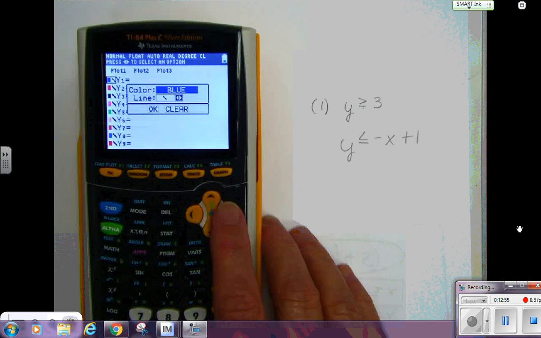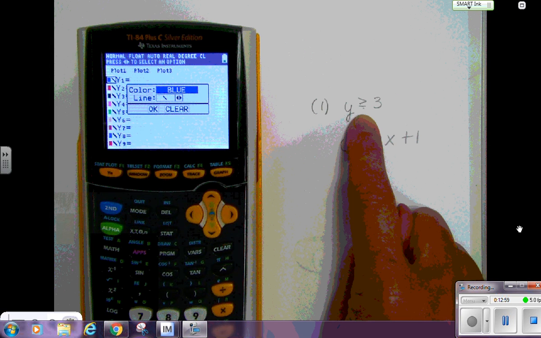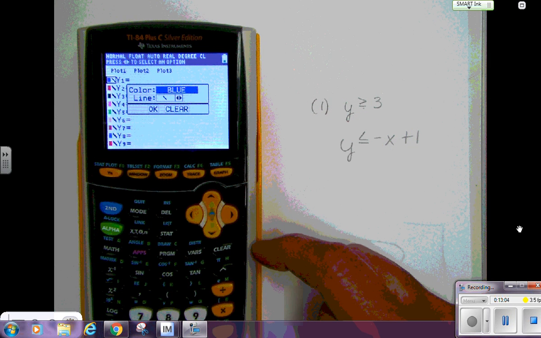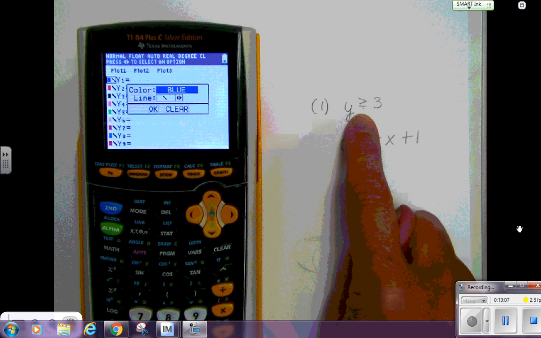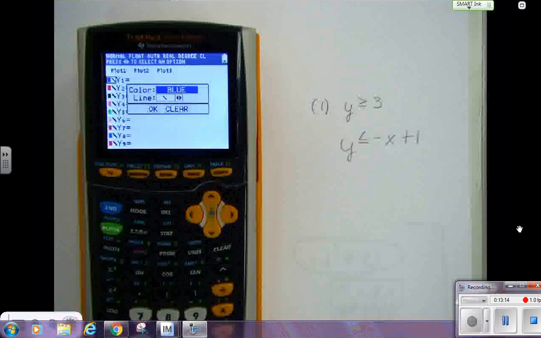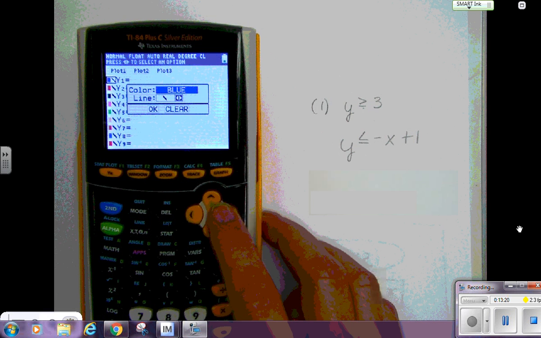Okay, so my first inequality is greater than. Now the thing is with this, for mine anyway, now yours might be different, but mine only does greater than or equal to. It doesn't do the dotted line. So you're going to have to remember, if it's only greater than or only less than, you have to draw the dotted part. So you still have to use your brain.